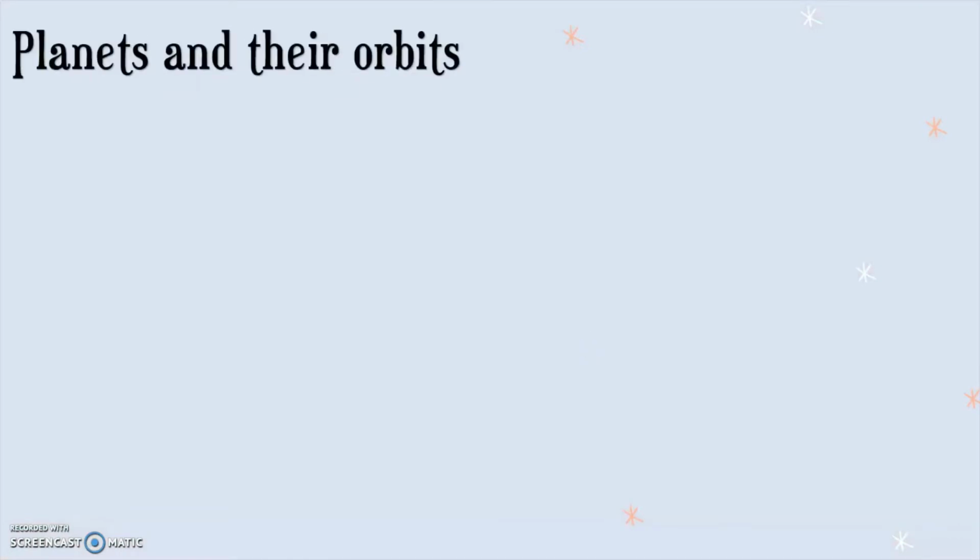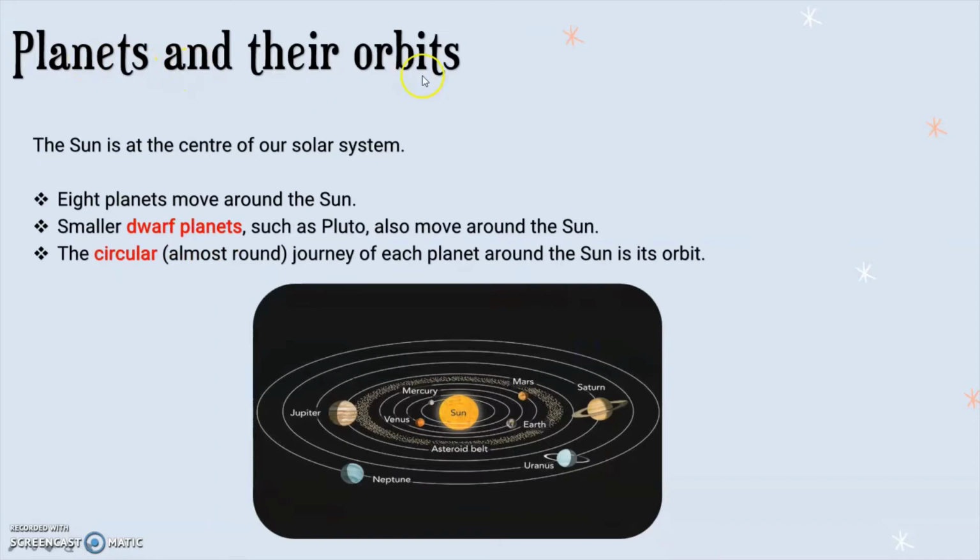Planets and their orbits. The Sun is at the center of our solar system. Now look at the Sun. 8 planets move around the Sun. You see the 8 planets. Smaller dwarf planets, such as Pluto, also move around the Sun. The circular, almost round journey of each planet around the Sun is its orbit. So the line for each planet is called an orbit.